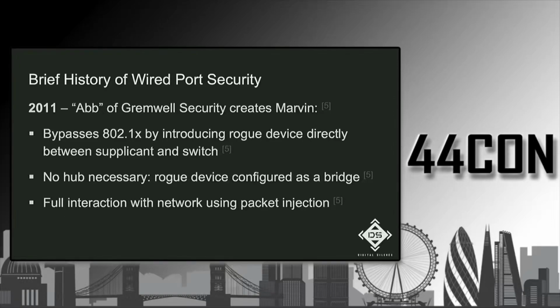So you'd have two network interfaces, and you'd plug one into the switch and one into the workstation, the supplicant device, and you just bridge traffic. You use a Linux bridge to forward traffic between these two interfaces, and that would allow you to passively sit there on the network and inspect traffic. Additionally, with Abb's implementation, you could get full interaction with the network using packet injection.